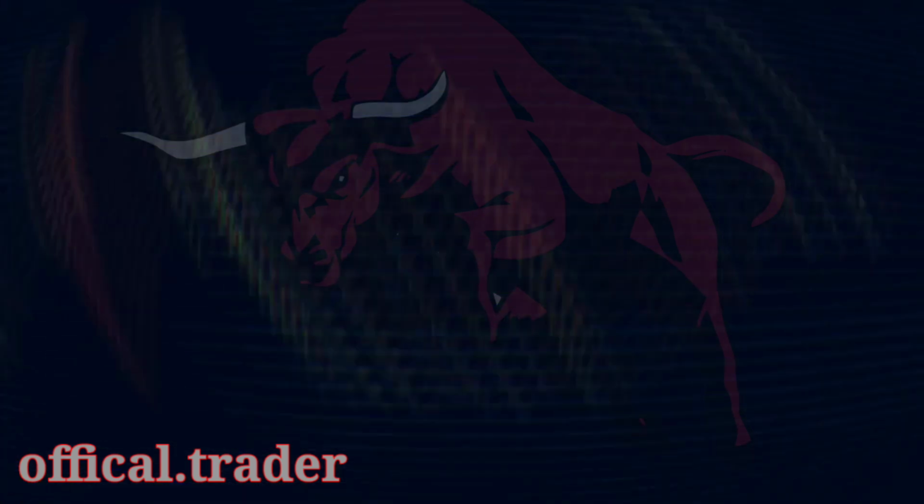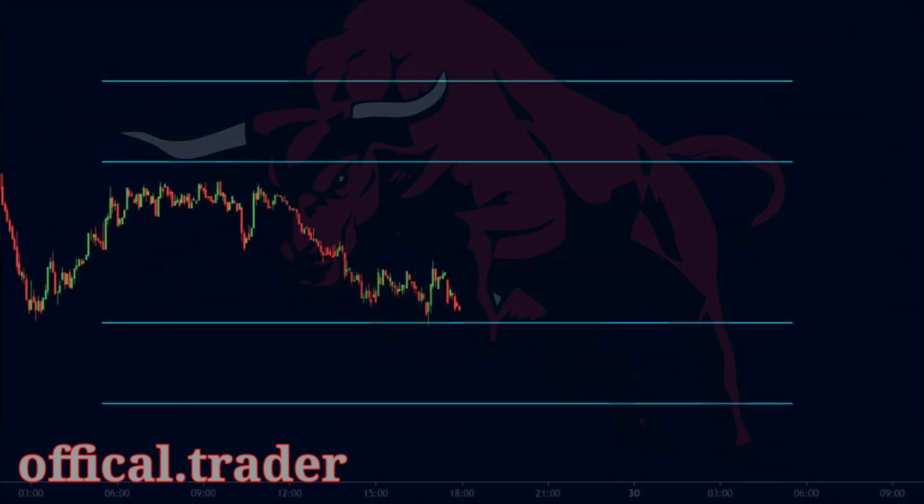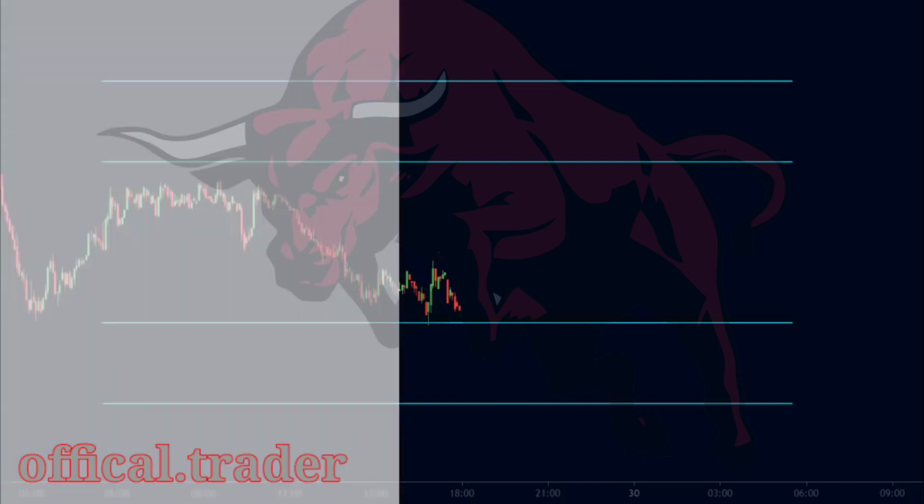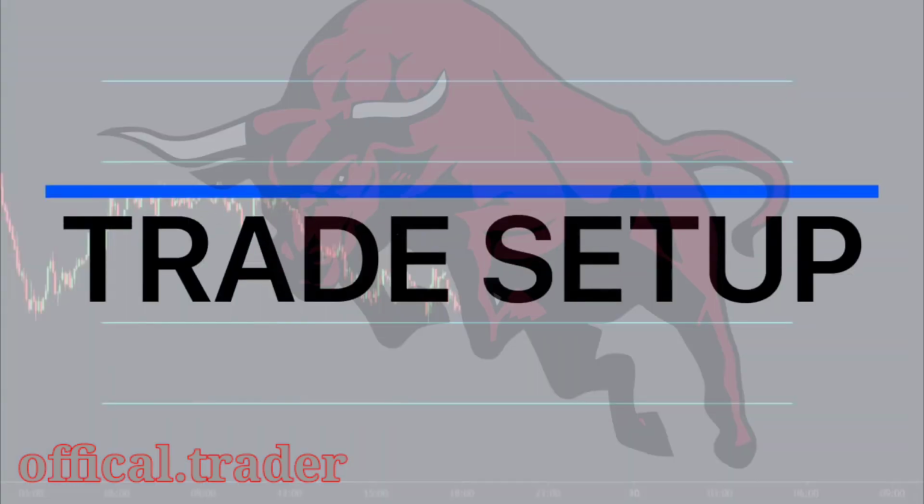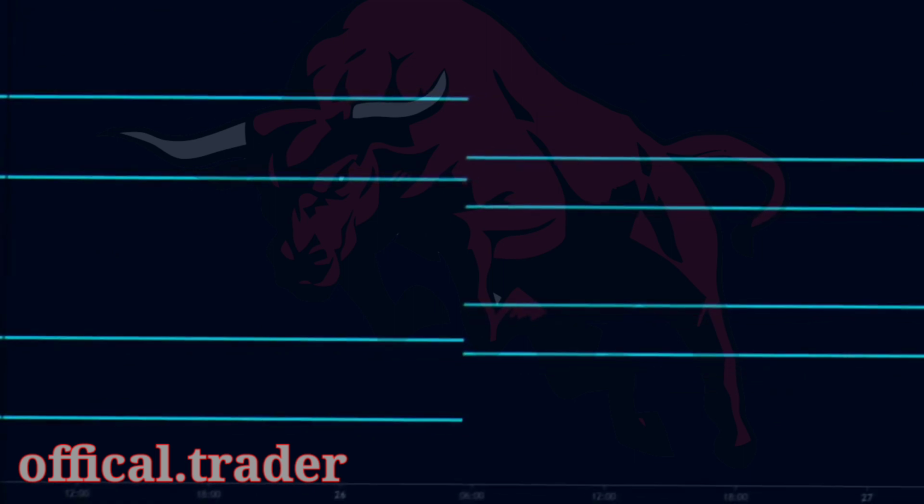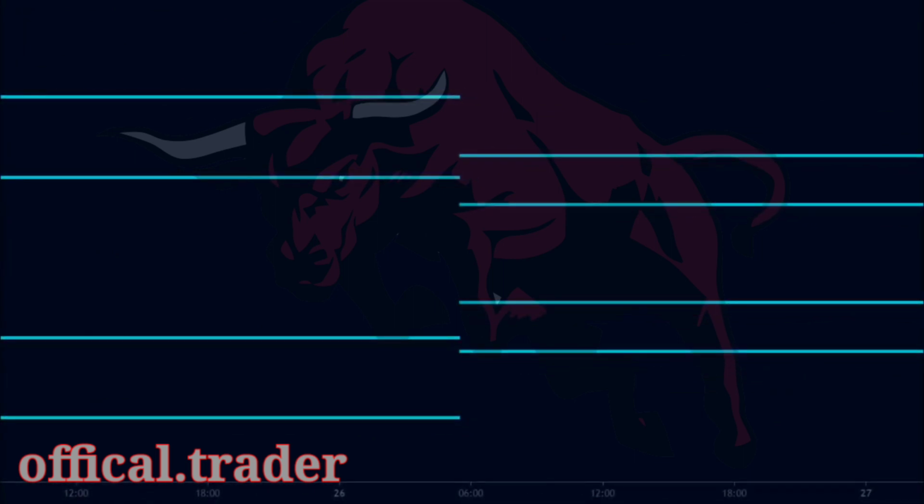For our strategy, we will only use 4 pivot points: S3, S4, R3, and R4. We will treat each pivot equal. Hence, we will keep all the pivots in blue color. Now that we have understood the Camarilla indicator, we will now look at the trade setup. This is how our trade setup looks.